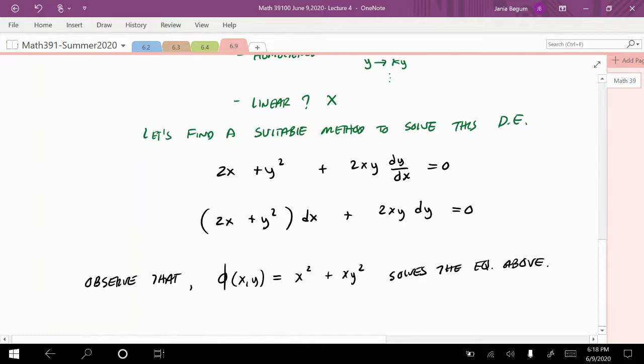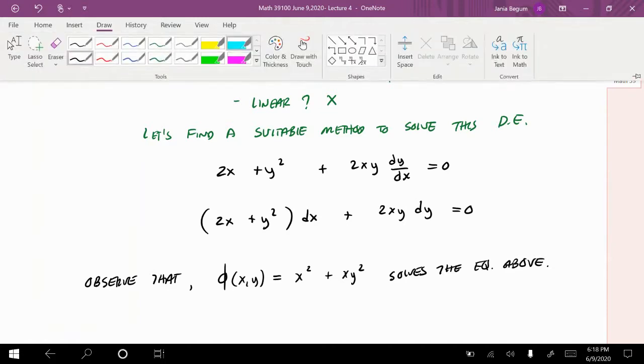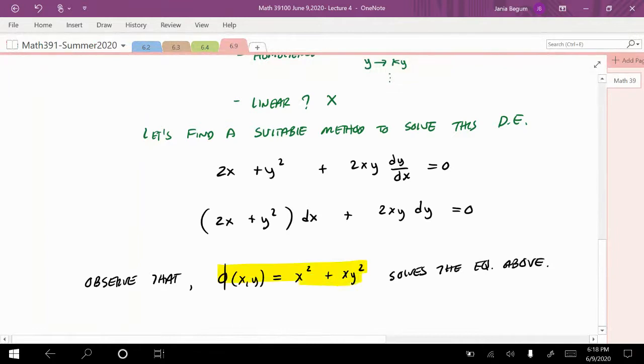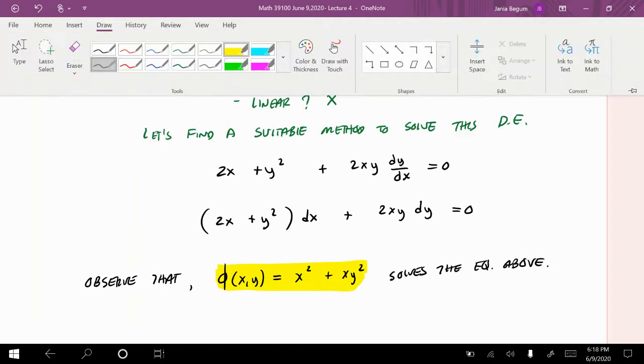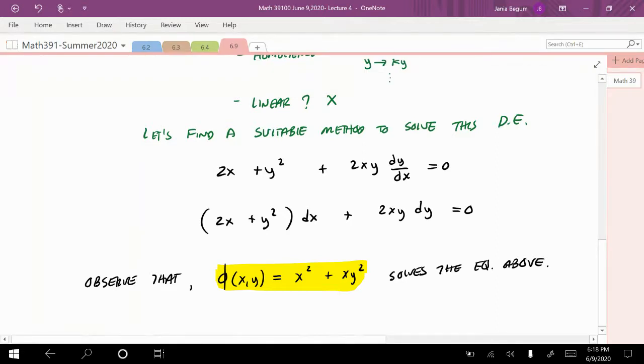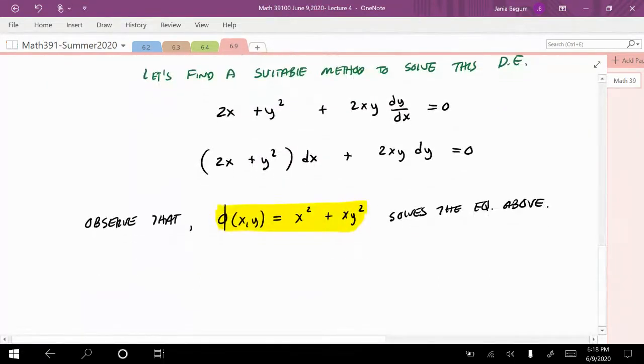Okay, so observe that this function is a solution to the differential equation that I gave you. Now, why? How did I come up with this magical equation? That's the big question. Where is this equation coming from? Before I show you where this is coming from, I'm just going to do a back check, where I take the partial derivatives of this equation and show you it is what's given to us previously.